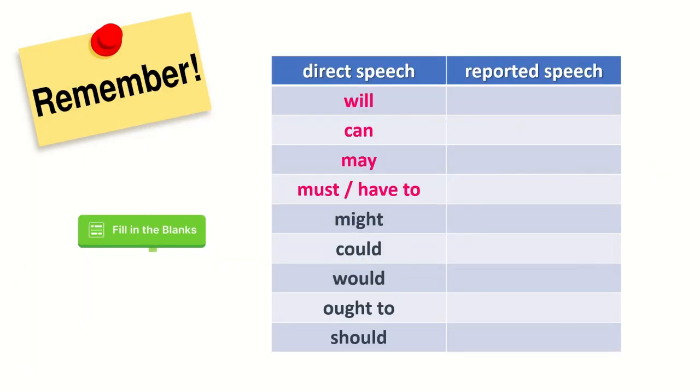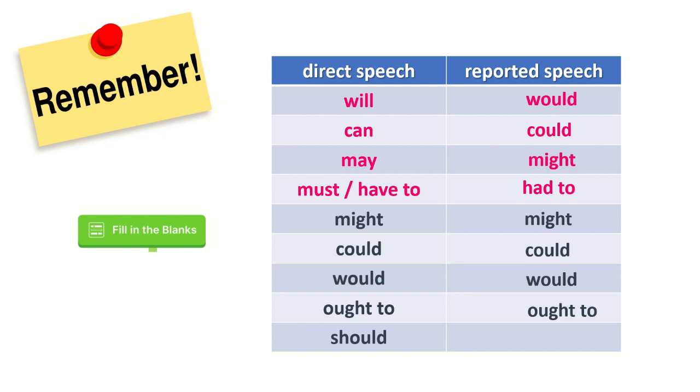I also have modal verbs that I need to change in reported speech. So if I have will, it becomes would; can, could; may, might; must or have to, had to. While the rest, might, could, would, ought to, should, are already in the past, so we keep them the same.